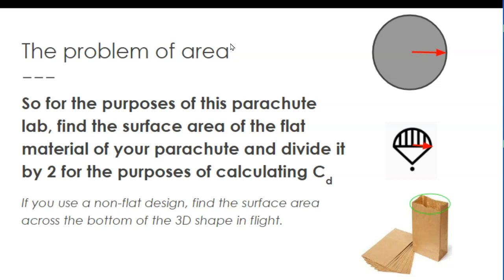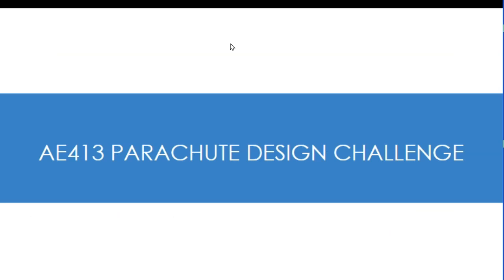If you have a non-flat design, you need to find the surface area of the cross-section of the bottom of the 3D shape in flight. So let's say that you went cheesy and said, I'm going to use this paper bag. So the surface area would be the size of the opening of the paper bag. Okay? So keep that in mind. If you're using a flat sheet, find the surface area, divide it by 2. That's going to ballpark it. That's the easiest thing we can do for this. And that's all I have as far as introductory content for the parachute design challenge.